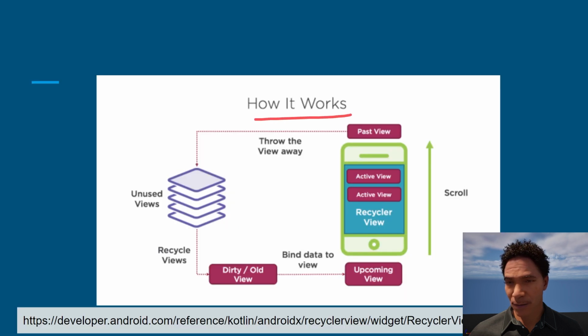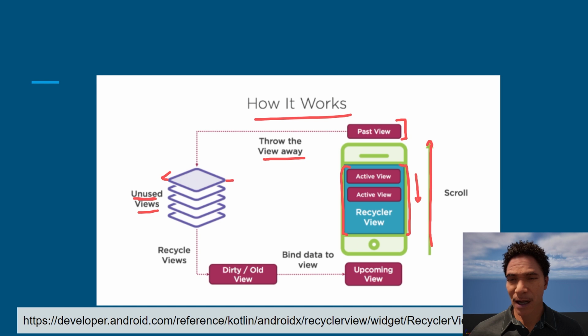So how does it work? The idea is that here is the active view. This is the recycler view containing all the views, and you scroll up, so it goes down the list of the recycler view. So this is a past view. The past view is thrown away. Here are the unused views.